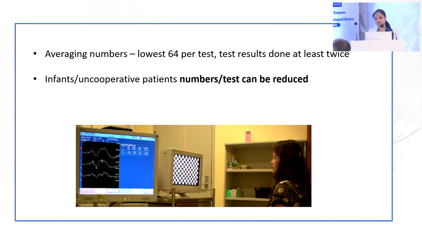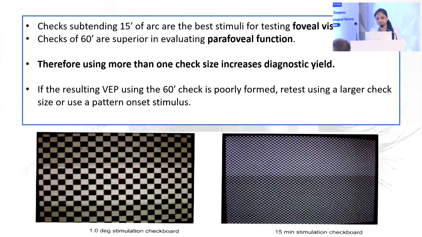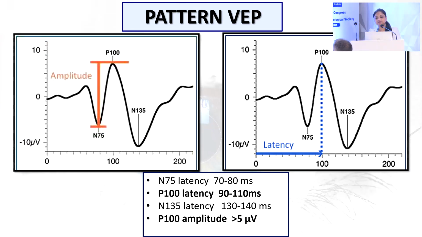This is how the patient is seated and looks at the pattern. Checks that subtend an angle of 15 minutes of arc are best for testing foveal vision. Checks of 60 minutes are superior in evaluating parafoveal function. Therefore, using more than one check size increases the diagnostic yield. If the resulting VEP using the 15-minute check is poorly formed, a retest using an even larger check size is used. These are the waveforms of pattern VEP, three waves, N1, P, and N2.